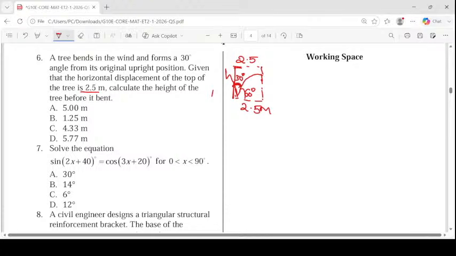Then, if that is the case, if I join it this way, we look at the question this way. The vertical distance from the base of the tree to the point directly below the top of the bent part.